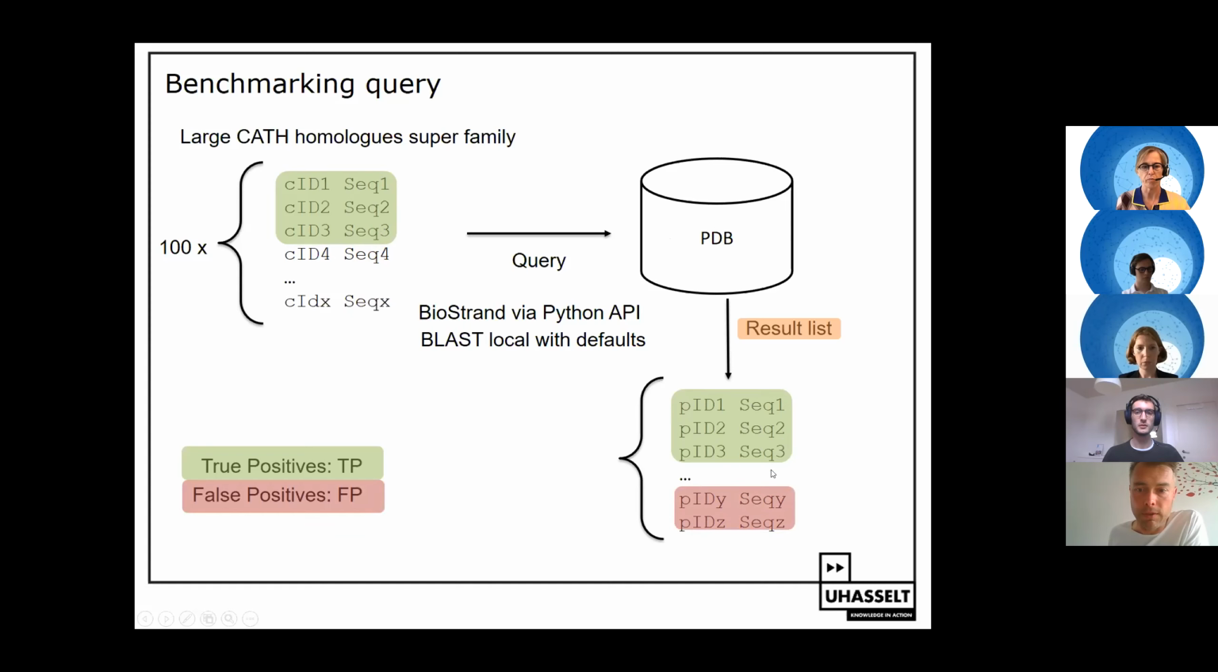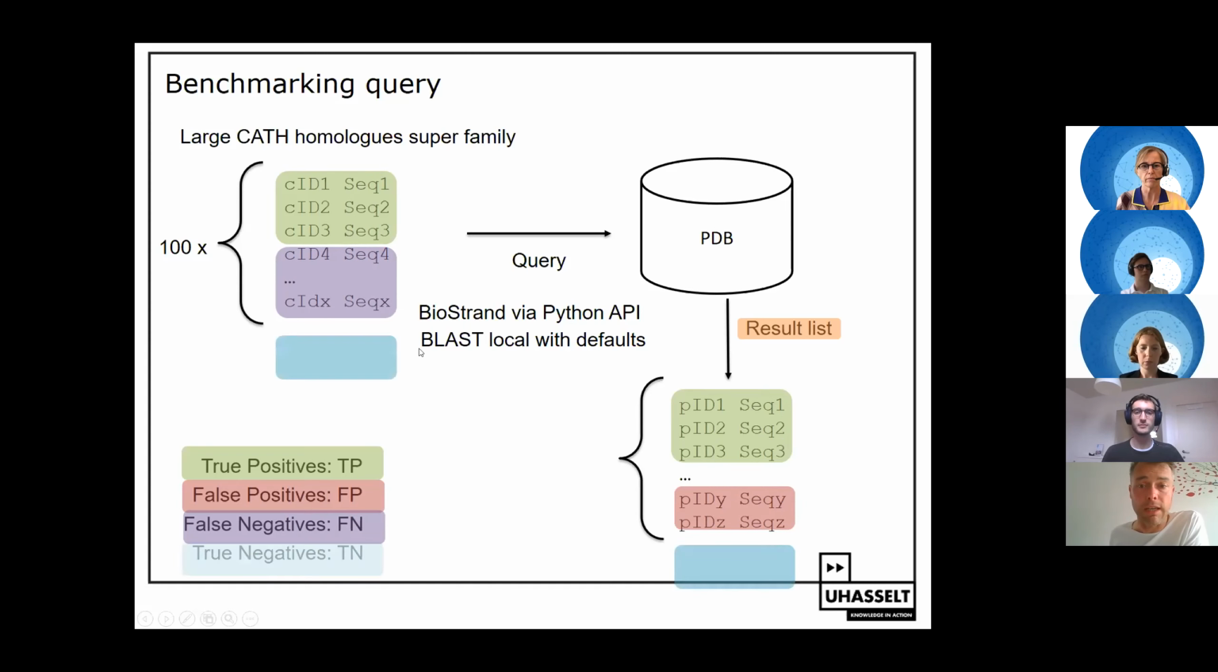But there are also false positives. In the result list, sometimes there are sequences that are not a part of this homologous superfamily. These are denoted the false positives. So we say that they are related, but they are not, according to the GAT superfamily. And then there are sequences that are, according to the GAT superfamily, related, but we could not retrieve them from the PDB. These are called false negatives. And everything else that is not in both, outside these two lists, we denote the true negatives.